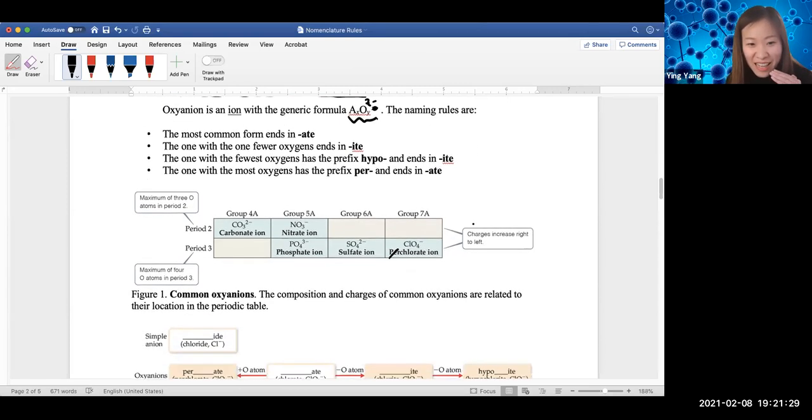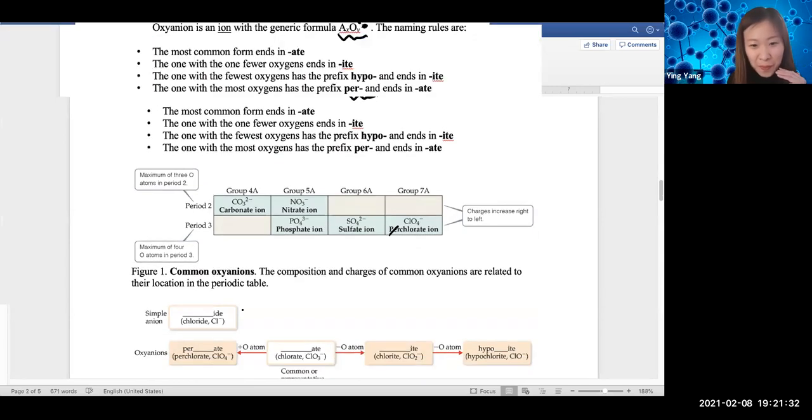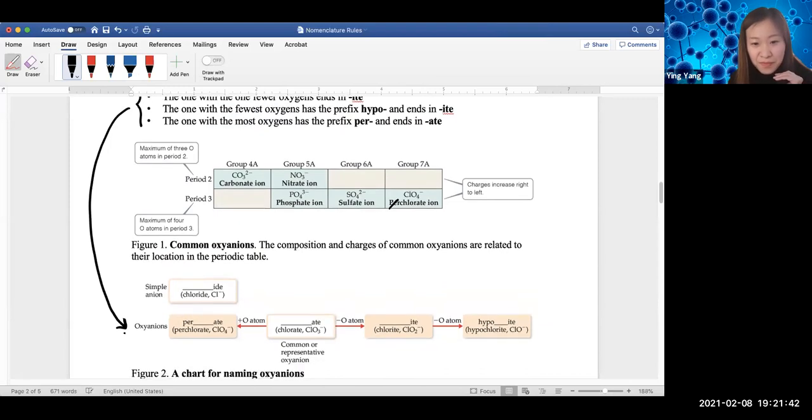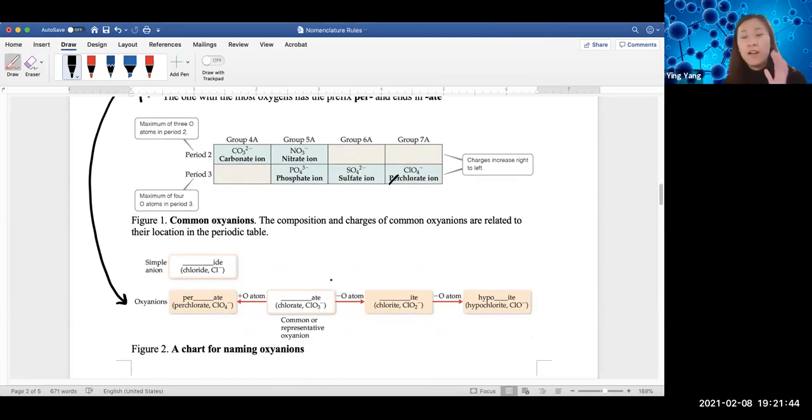And to understand this, you need to go to this figure or table over here. All right, so we start from the most common. These are all the oxyanions that form from chlorine and oxygen atoms. And the most common one is ClO3 minus. Because it's the most common one, it's simply derived from chlorine and its name is chlorate, ending with ATE.